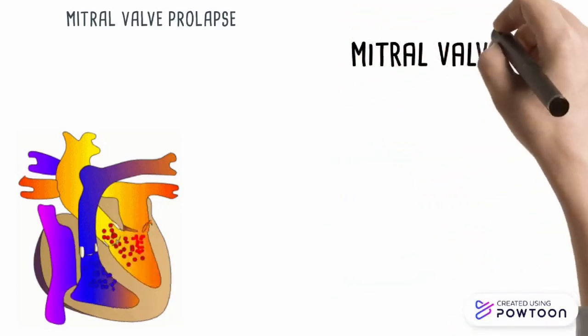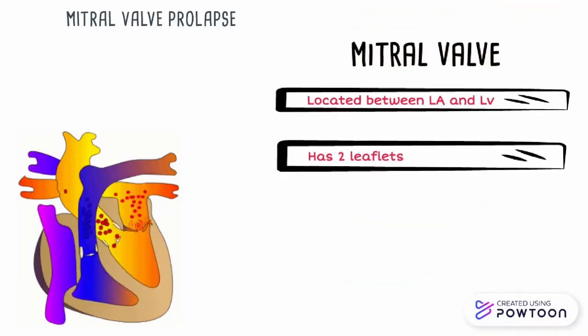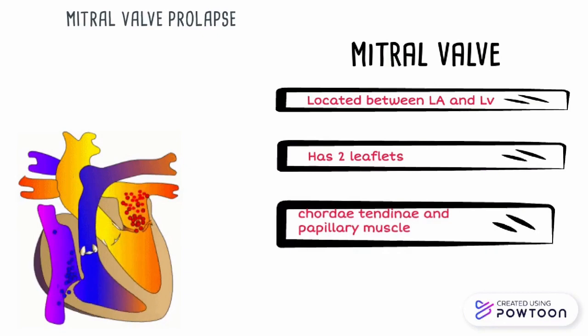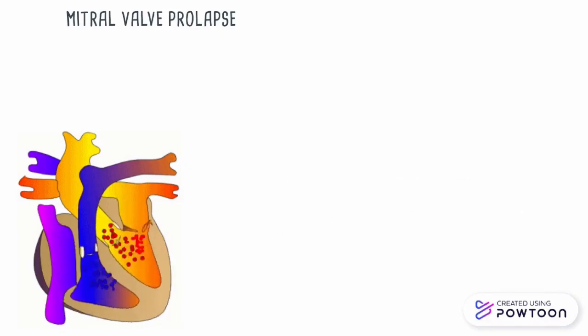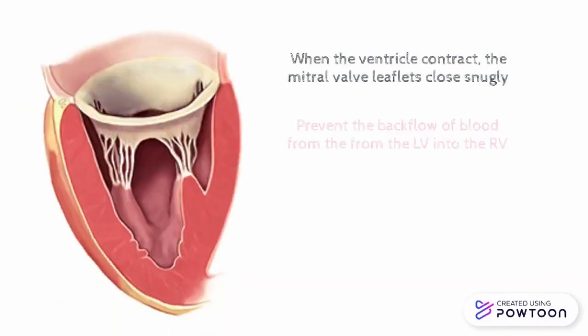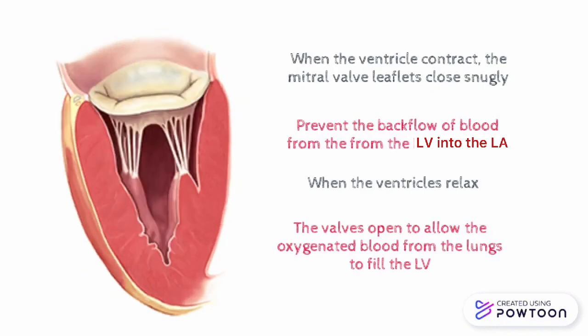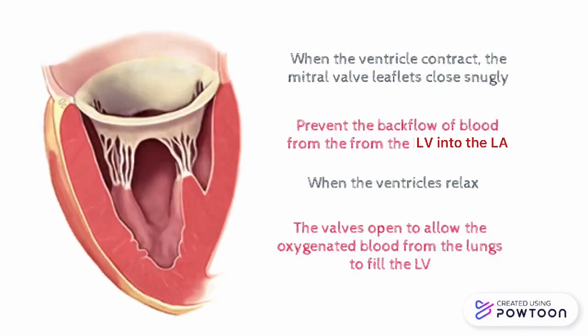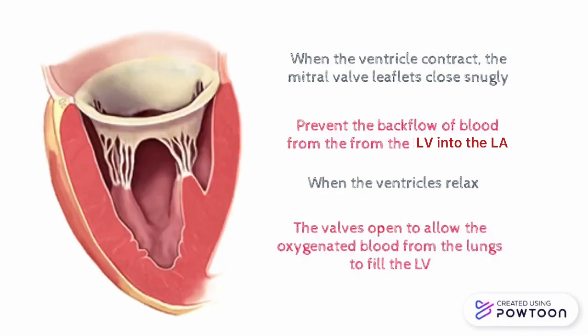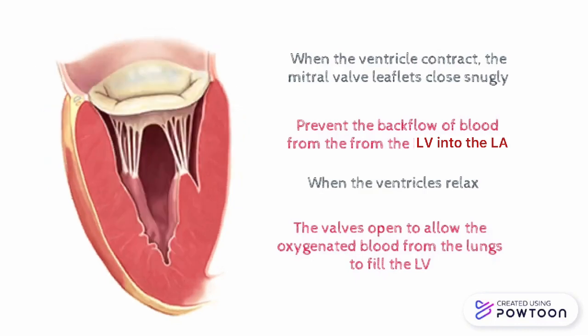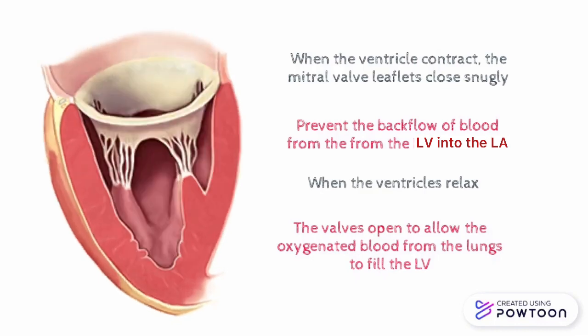Let's talk a little bit about your mitral valve. Your mitral valve is located between the left atrium and the left ventricle of the heart and has two leaflets as well as some attachments to your left ventricle. As you can see, when the ventricle contracts, the mitral valve leaflets close snugly and prevent the backflow of blood from the left ventricle into the left atrium. When the ventricle relaxes, the valve opens to allow oxygenated blood from the lung to fill the left ventricle.